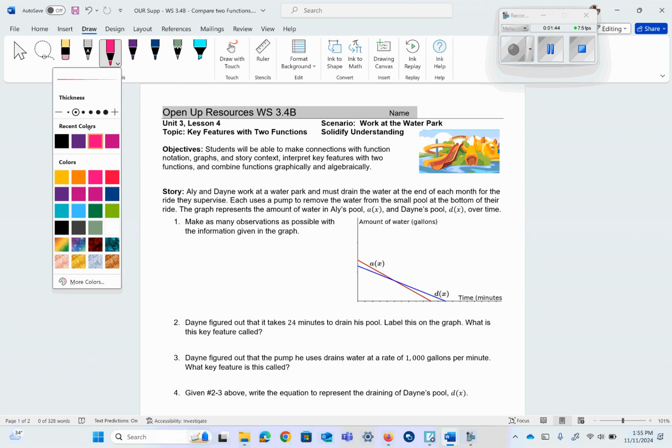Notice they have tick marks down here, but they don't have any numbers, so maybe we'll have to figure those out. It looks like Allie's pool is the red one, which is not red on your sheet because I didn't do it in color. I'm sorry. Allie's is A at X for Allie's pool, and then the blue one is Dane's pool. Just looking at it, whose pool do you think is going to drain the quickest? What do you think?